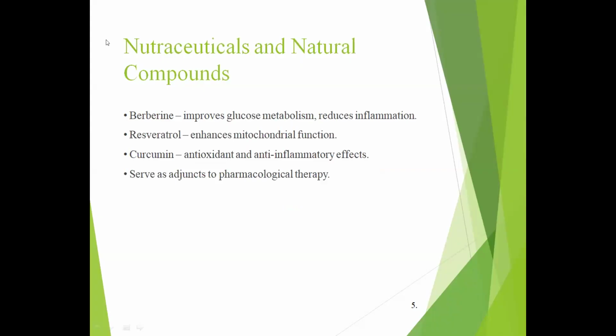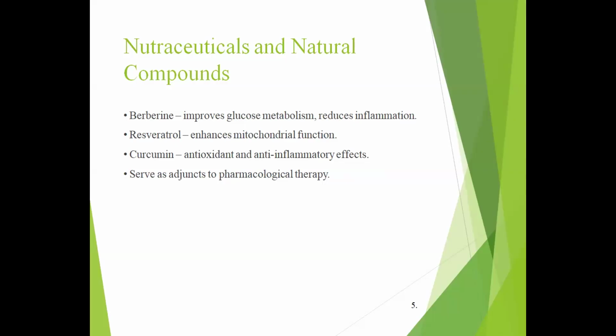Okay. The thing which is less discussed is nutraceuticals and the role of natural compounds. The first line drug we use in insulin resistance is metformin. Other drugs we have also discussed. But the other thing which can also be combined in the treatment regimen is nutraceuticals, of which the most researched compounds are berberine, which is found in Berberis vulgaris. How it works? It improves glucose metabolism and reduces inflammatory markers in the body.